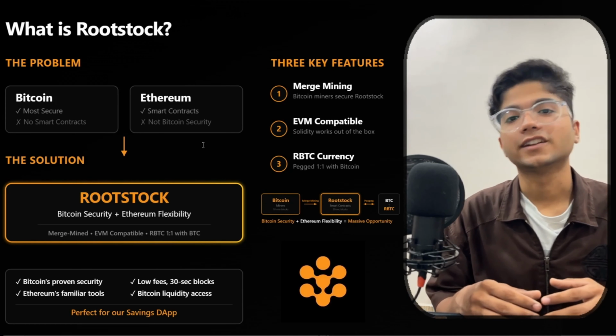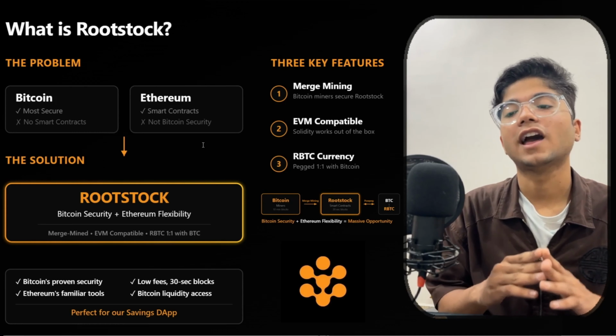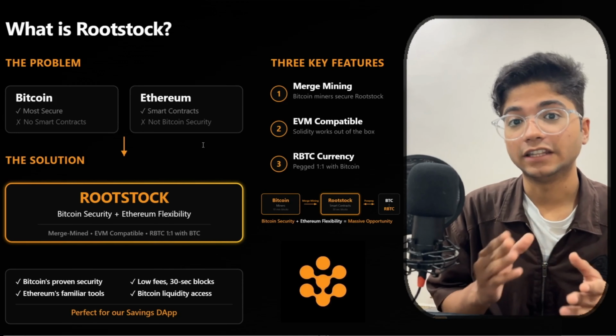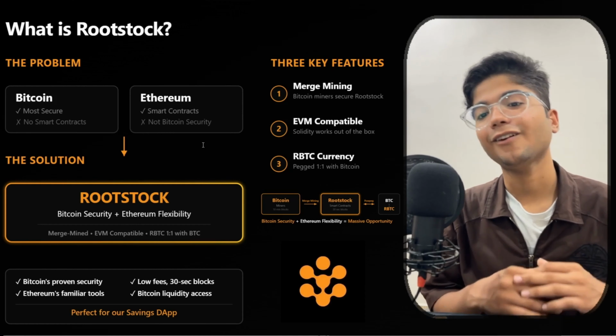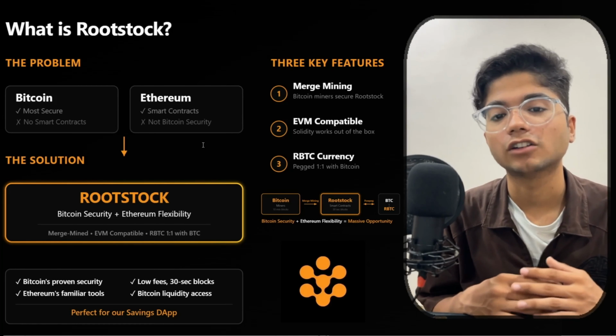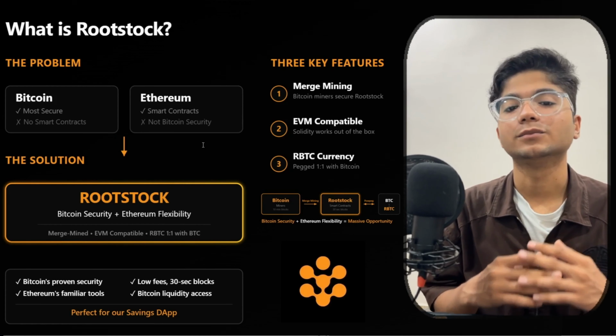Secondly, there is EVM compatibility. You can deploy your smart contracts directly onto Rootstock without any changes from other EVM compatible chains. You can use tools like Hardhat, Remix, Truffle. They all work. Same wallets, MetaMask works out of the box. Zero learning curve for Ethereum developers.